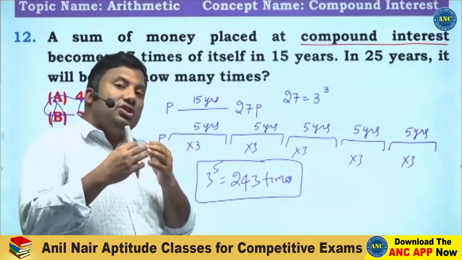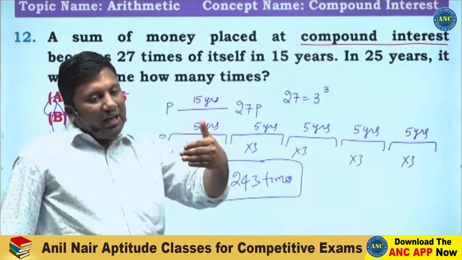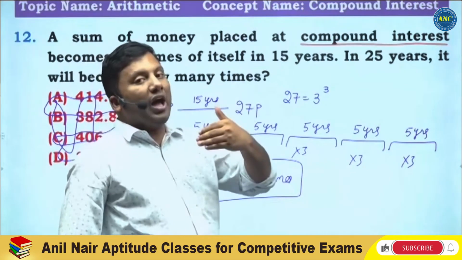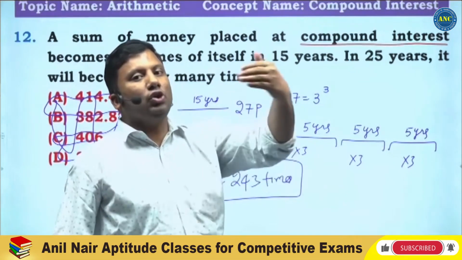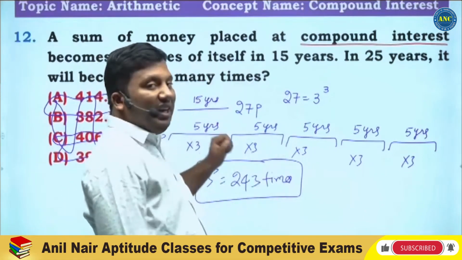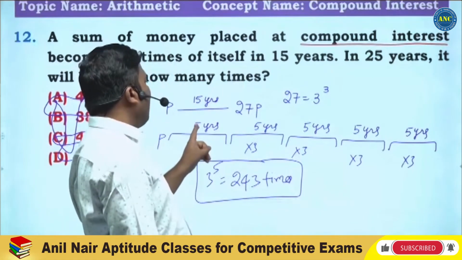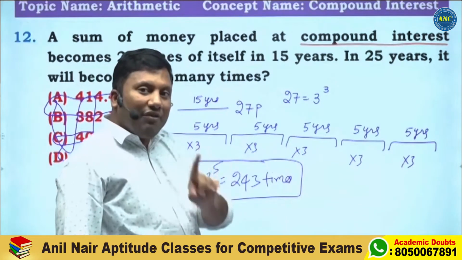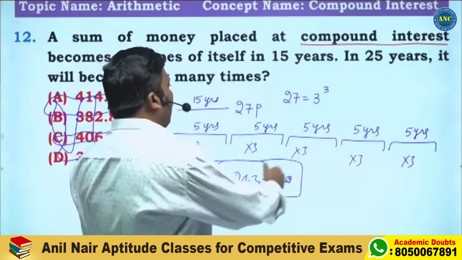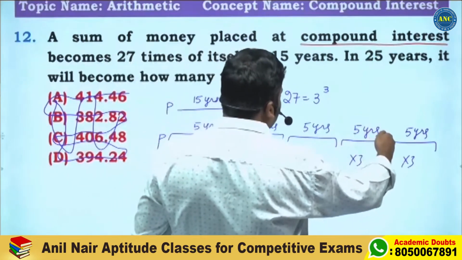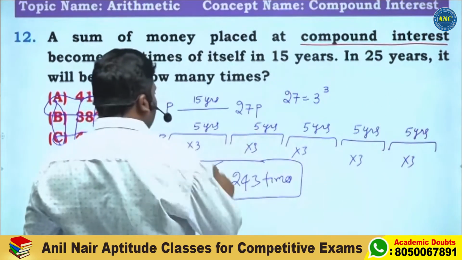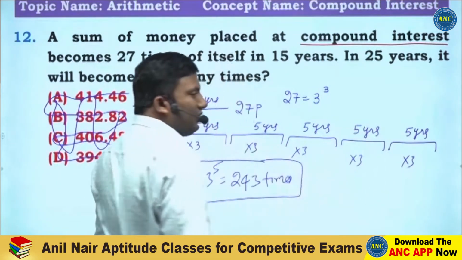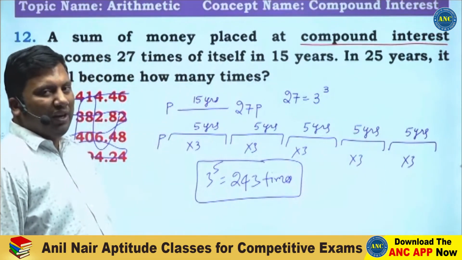A certain sum is becoming 27 times in 15 years. 27 times is 3 cube, 3 into 3 into 3. After a certain time period, the multiplication factor is the same. So 15 years is divided into 3 parts of 5 years each. For every 5 years, the multiplication factor is 3. So for 25 years, it is 3 power 5, which is 243.